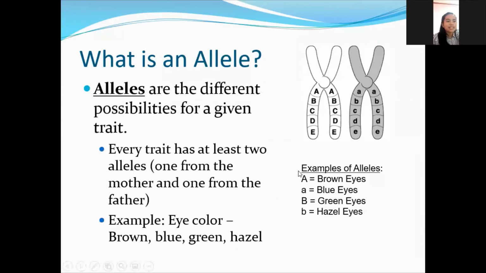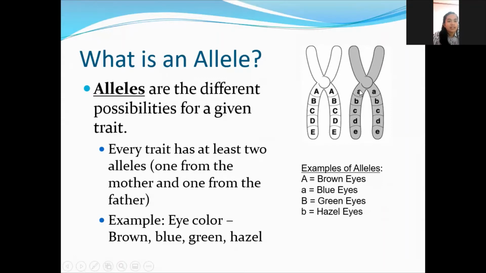When we say allele, an allele is a form of different possibilities for a given trait. So we have here your allele A, capital letter A, capital letter B, C, D, E. So these are all alleles.